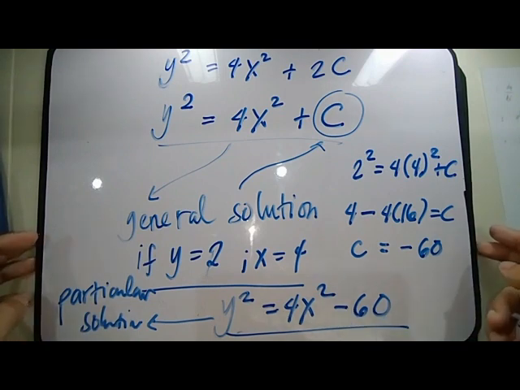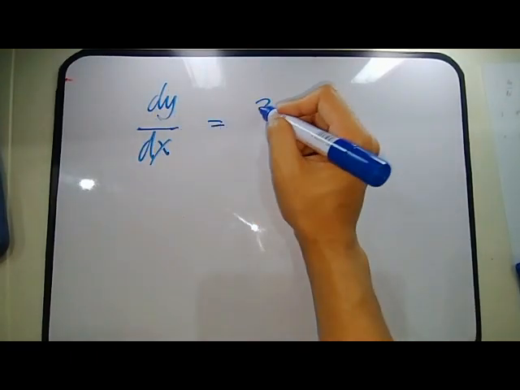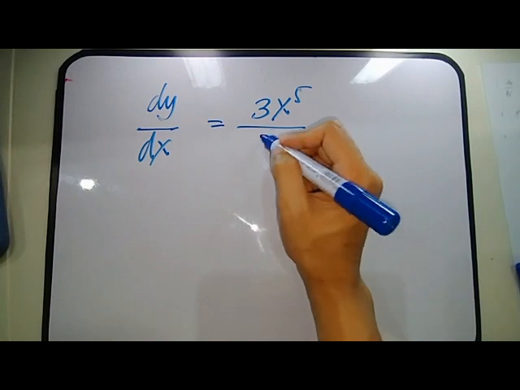Now let's go to our second problem. So second problem guys, we have here differential of y with respect to x is equal to 3x raised to 5 all over y squared.